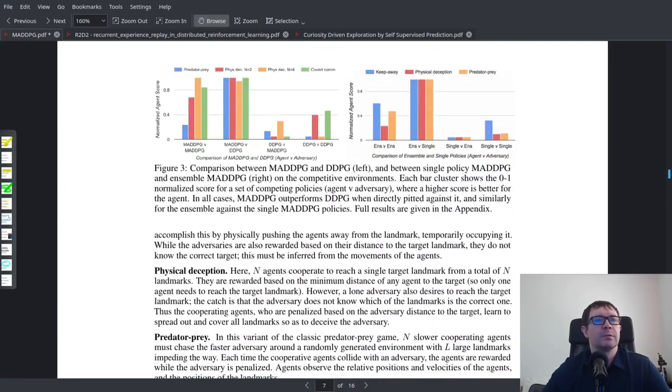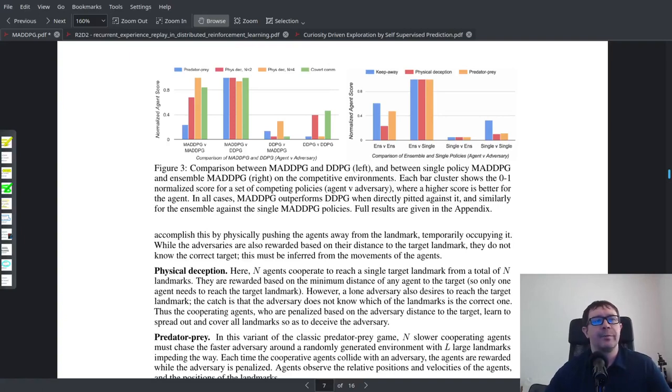So we'll have some options here. Now, if you take a look at figure 3, you can see these bar charts of relative scores for different algorithms for the two cooperating and competing agents. The one in red is the case of physical deception for two agents, which is what we're going to be doing. On the far left here, you see MADDPG versus MADDPG, meaning that both of the cooperating agents get trained with MADDPG, as well as the competing agent. And you see that it gets a relative score, a normalized score of something like 0.7.